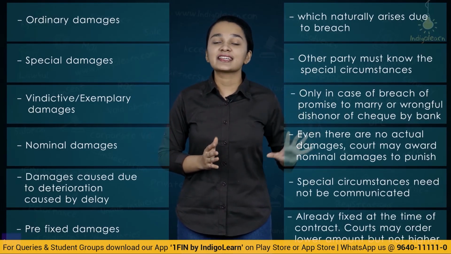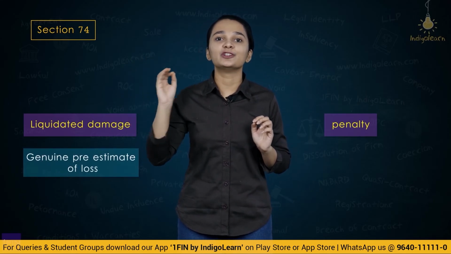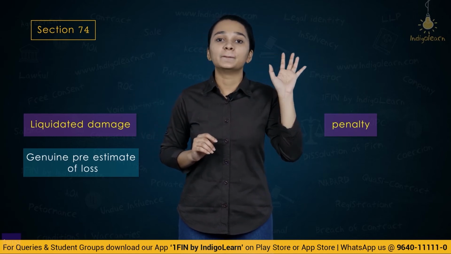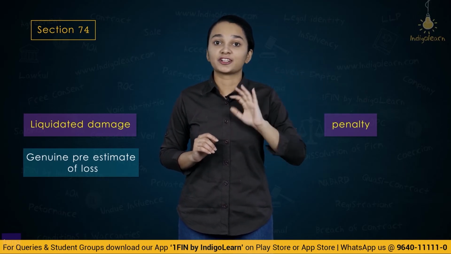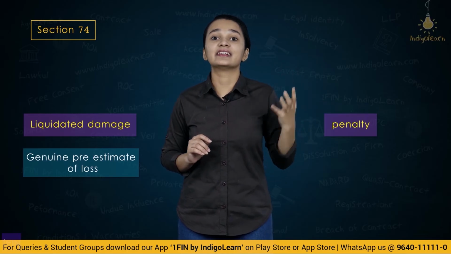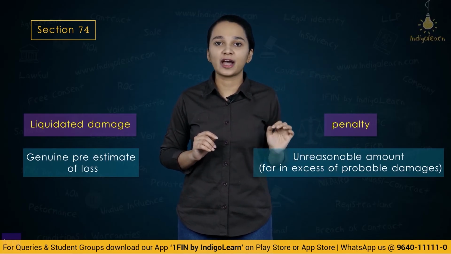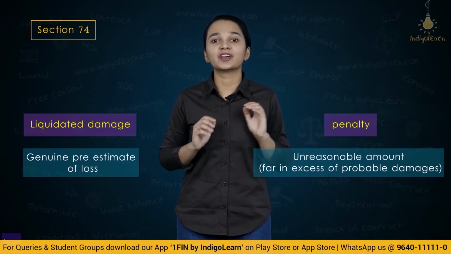So these were all the 6 types of damages which we have understood. And after this, we have understood section 74, where we discussed what are liquidated damages and what is penalty. Liquidated damages are a genuine pre-estimate of the loss which may arise in case of breach of contract. Whereas for penalty, there is no particular calculation which is done. It is not a pre-estimate, it is not logically calculated. Rather, it is an unreasonable amount which is far in excess of the probable damage. It is included in the contract in order to force the other person to perform the contract.